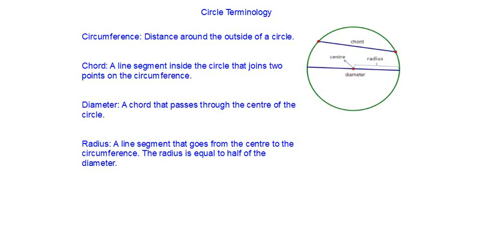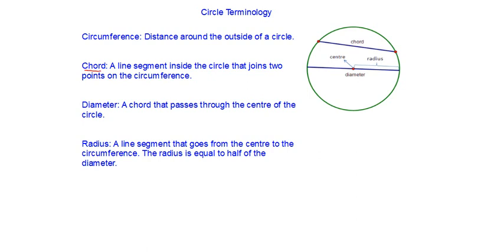In this video, we'll review some of the circle terminology, but also introduce some new terminology. So we'll start with the circumference. The circumference of a circle is just the distance around the outside. So if you just follow that green path along the outside of the circle, that would be the circumference.